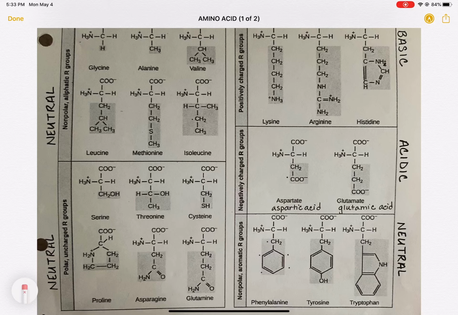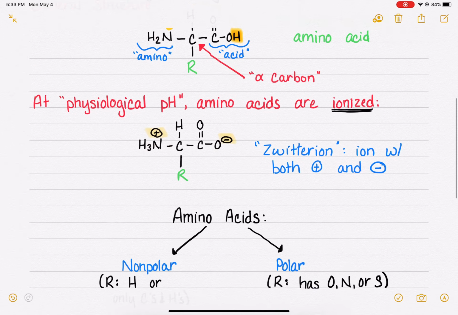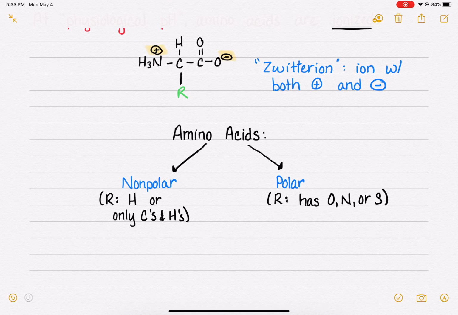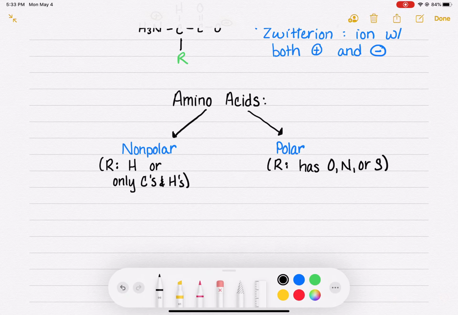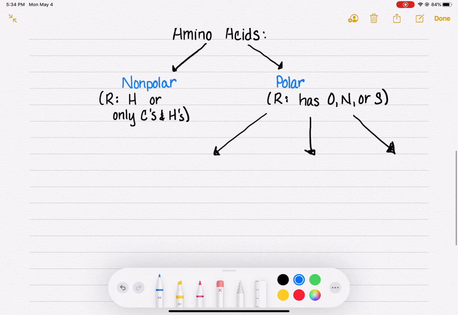Okay, so let's go back to our tree diagram. Once we've divided them up as polar or nonpolar, for the nonpolars, that's pretty much where the categorization ends. For polar amino acids, we can divide them up even further. The polar amino acids can either be neutral, and sometimes we'll call that polar neutral, or they can be acidic, or they can be basic. And this is referring to acids and bases, just like you learned about in 121.